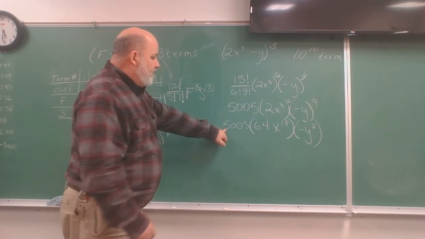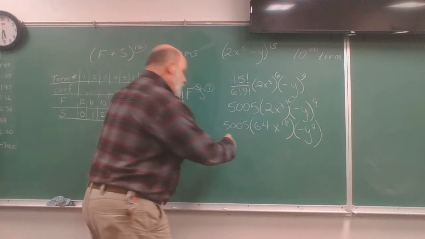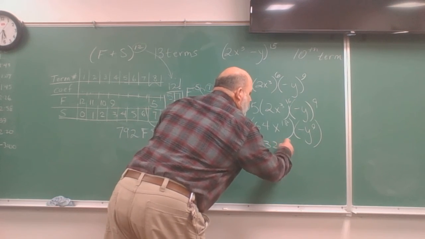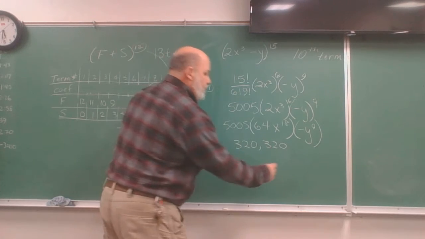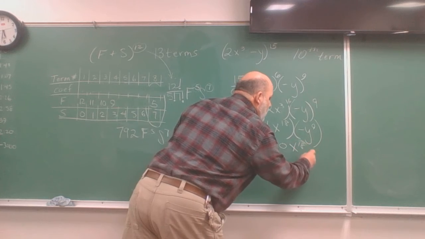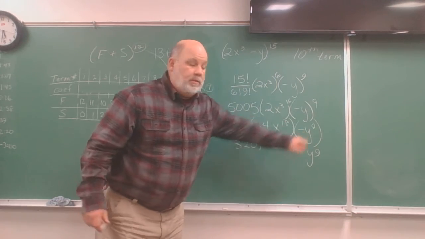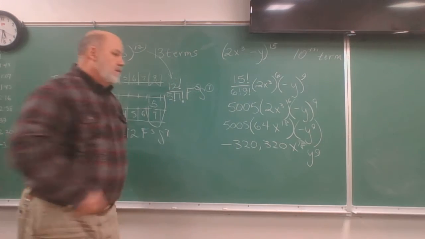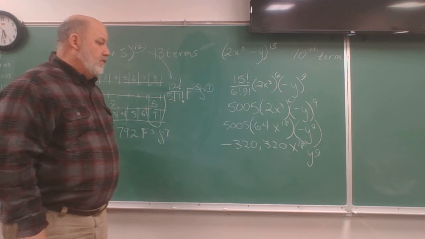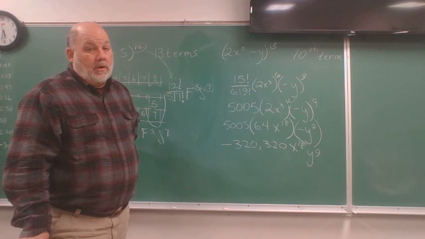All right. 5005 times 64 gives me 320,320. X to the 18, that's an 18 right there, and y to the 9. And again, I said your final answer would be negative. So the final answer is negative 320,320 x to the 18th, y to the 9th. That is the 10th term.